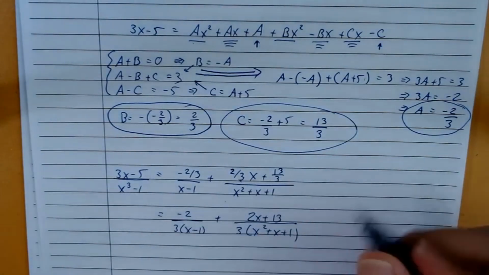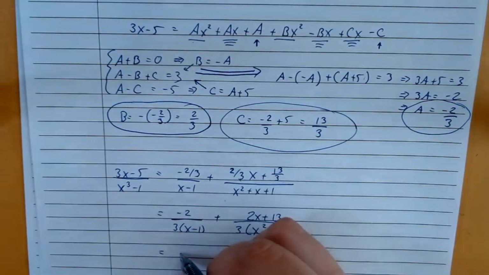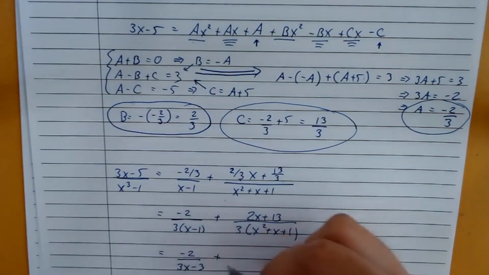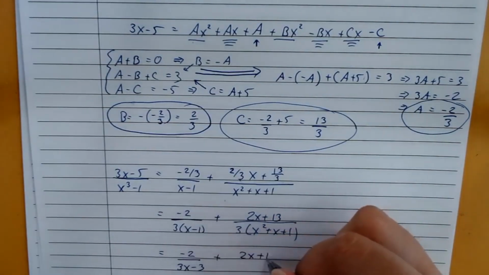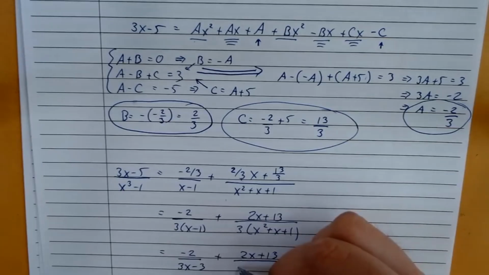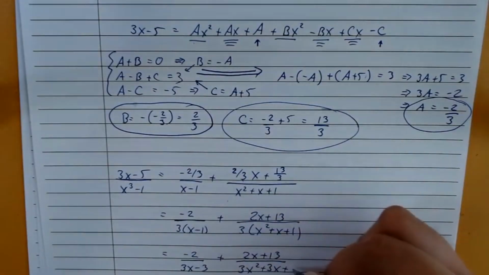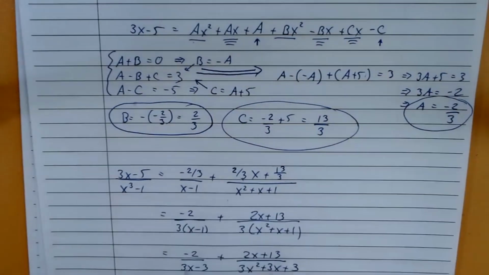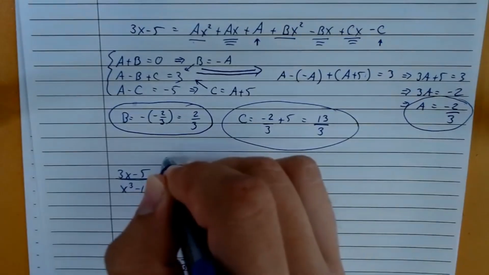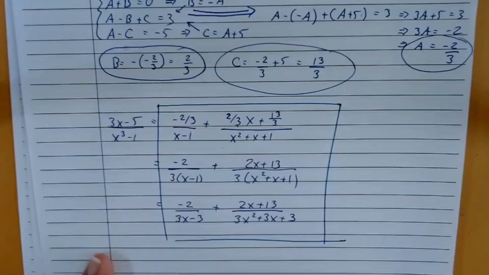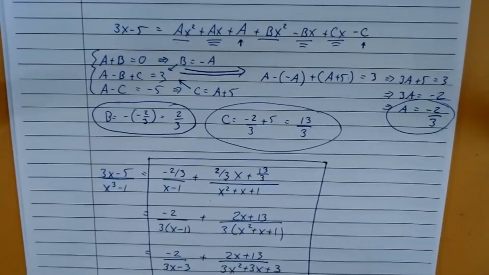And of course, you can always distribute the 3 here, and that'll give you negative 2 over (3x minus 3) plus (2x plus 13) over (3x squared plus 3x plus 3). And really, any of these would be acceptable as your partial fraction decomposition. And that makes us happy.